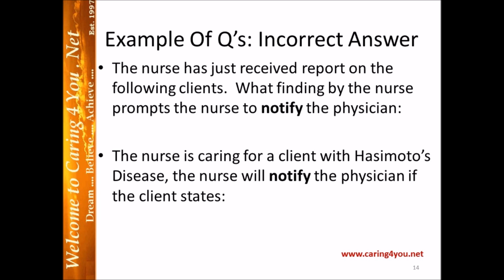Notify may also take this form. The nurse is caring for a client with Hashimoto's disease. The nurse will notify the physician if the client states... Here, we're looking for an incorrect statement by the client. If the client says something incorrect about Hashimoto's disease, they obviously don't have their information correct. So we need to notify the physician that this patient needs more education about Hashimoto's disease, right? So look for something the client says wrong. That will be the correct choice on the NCLEX.